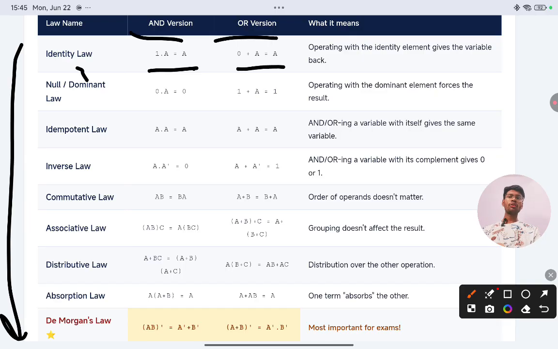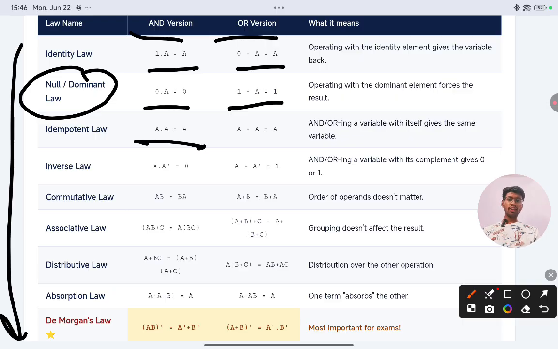There is the null or dominant law. Here 0 dot A is 0, and 1 plus A is 1. Operating with the dominant element forces a result. Then the idempotent law: A dot A is A and A plus A is A. Operating a variable with itself gives the same variable back. Inverse law: A dot A complement is 0 and A plus A complement is 1.